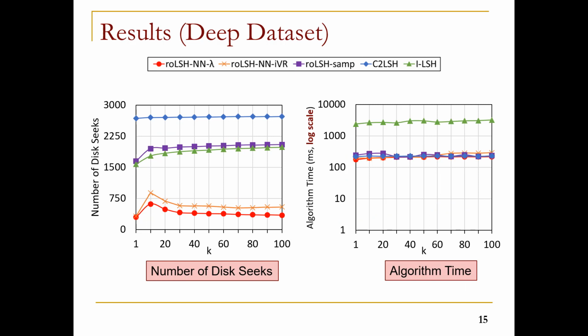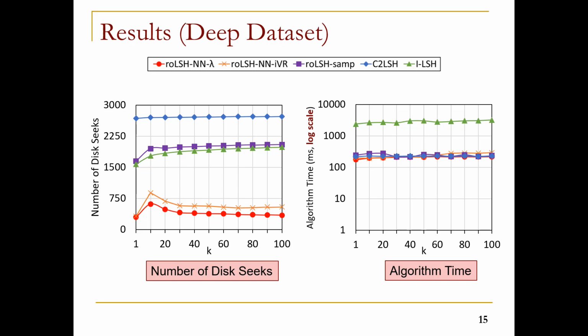This slide and the next slide show the results of our experiments for the deep dataset. The chart on the left shows the number of random IOs for different k values. roLSH-NN lambda performs significantly the best because it can accurately predict the radius for different k values. Also, as expected, roLSH-NN IVR and roLSH-samp produce more random IOs due to radius underestimation, which is because of more radius expansions. It is also worth mentioning that the prediction of radius by roLSH-NN for smaller values of k was not accurate, which resulted in more radius expansions and more random IOs.